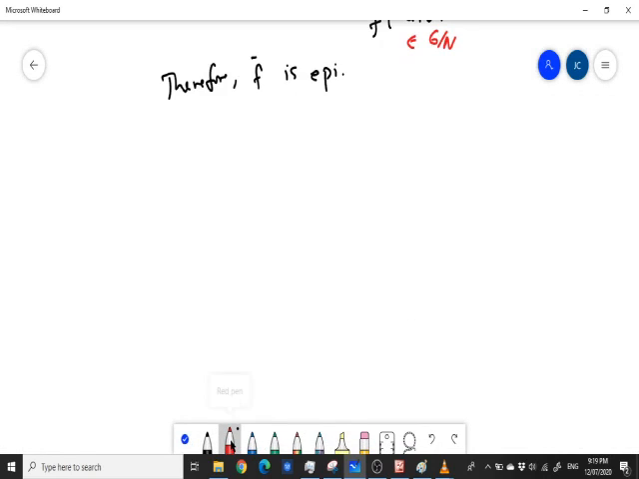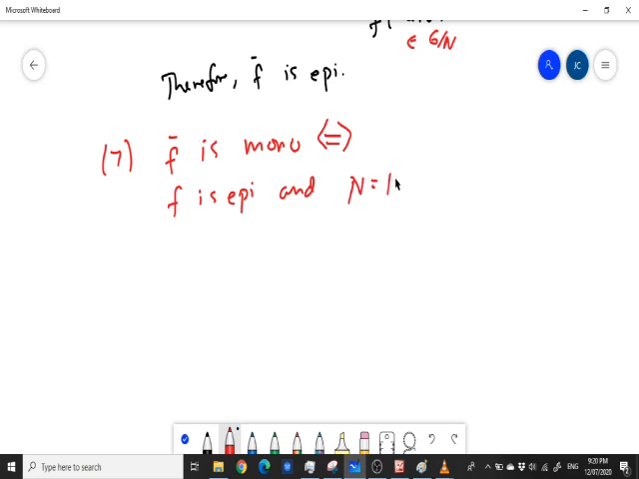So seventh, I think. F bar is a monomorphism if and only if f is epi and n equals the kernel of f. Okay.